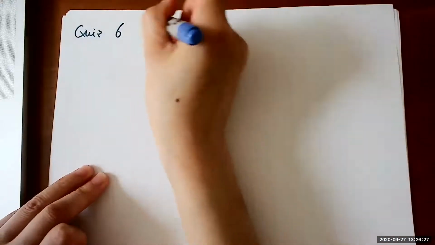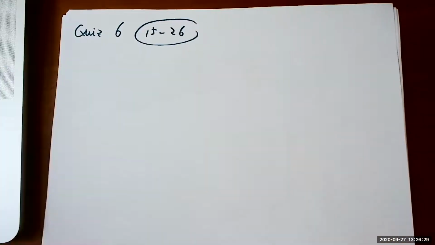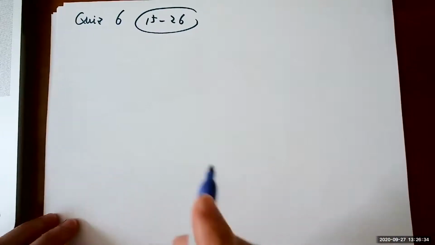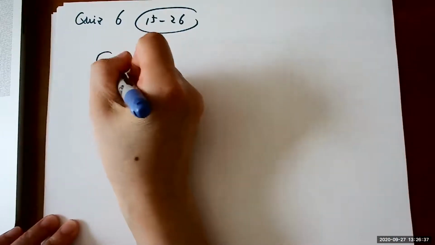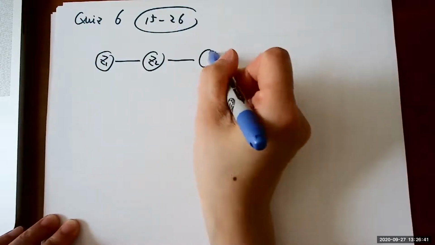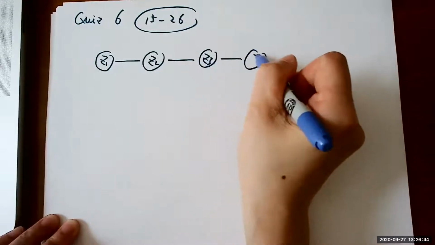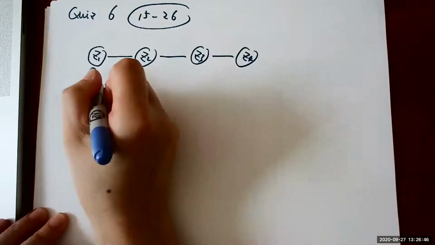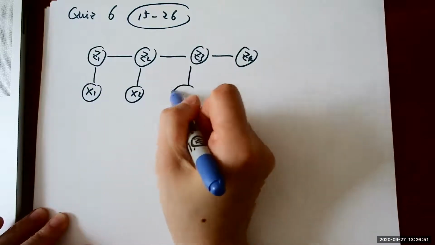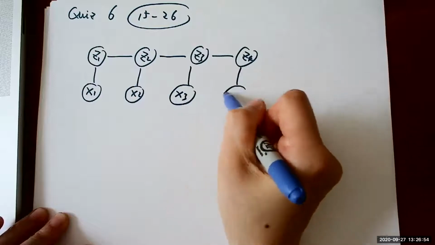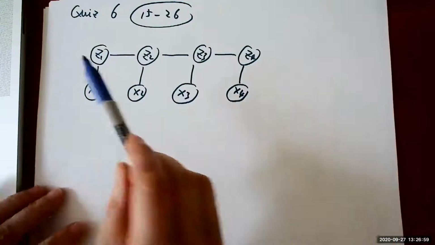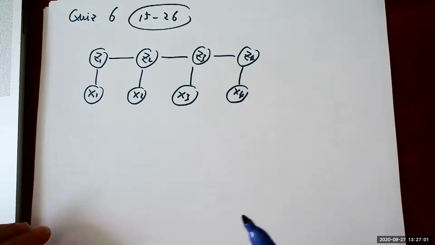to 26, okay? So just let me use a couple of minutes to explain that one. So quiz 6 is about a hidden Markov model where you have a latent variable z1, z2, let me do z3, z4. And then given this, you have x1, x2, x3, and x4, okay?